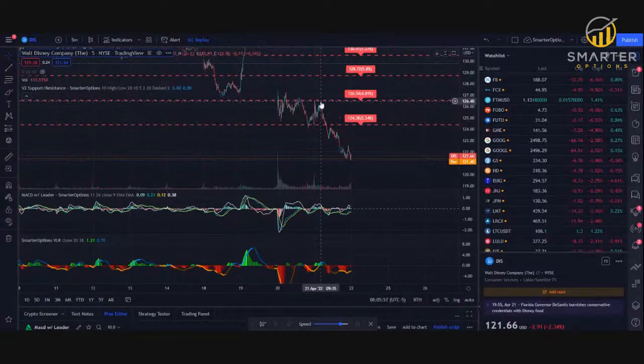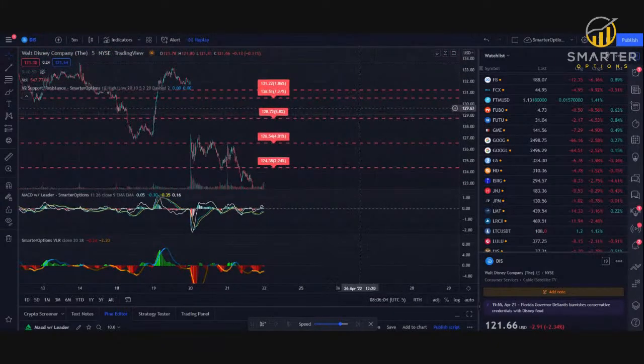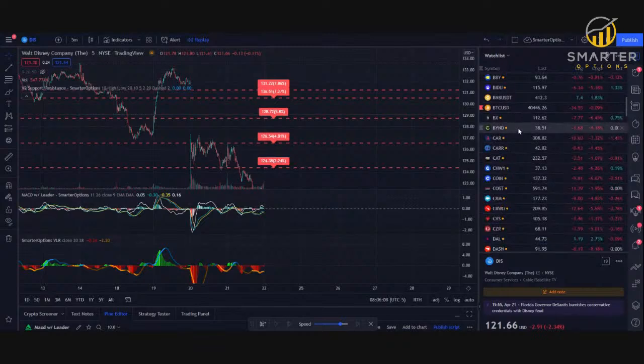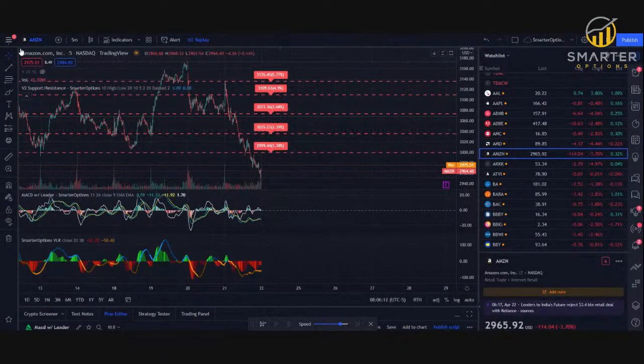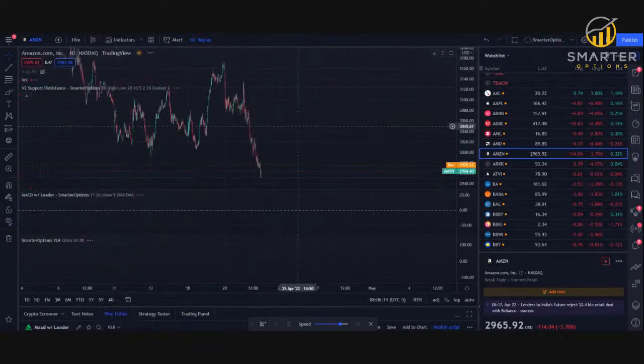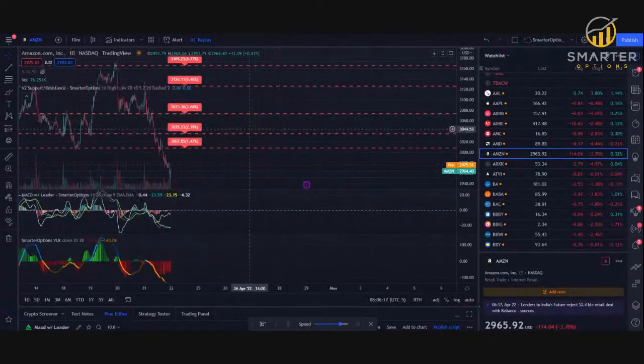124, you had a $2 loss there, but you got a $3 gain. So the win-loss ratio is still better than nothing. Let's go look at Amazon real quick. Some of those higher density stocks work really good with this stuff. And once again, we're going to go 10-minute chart.